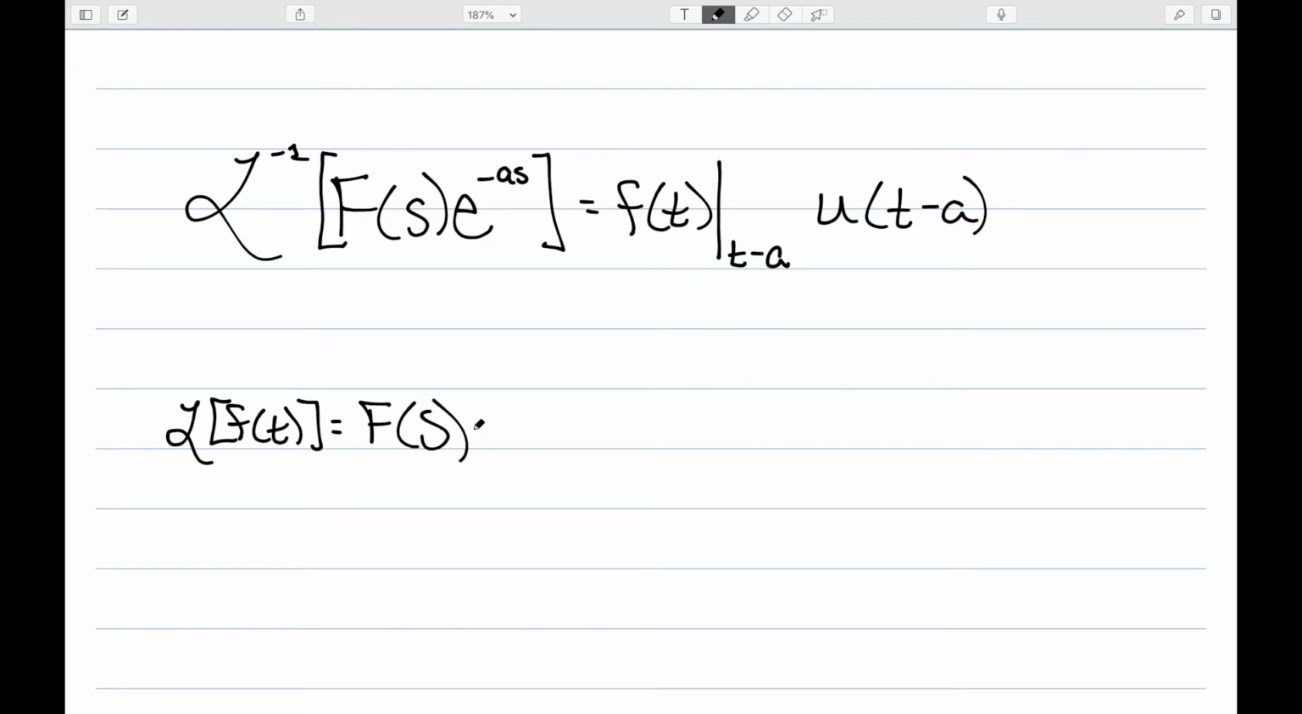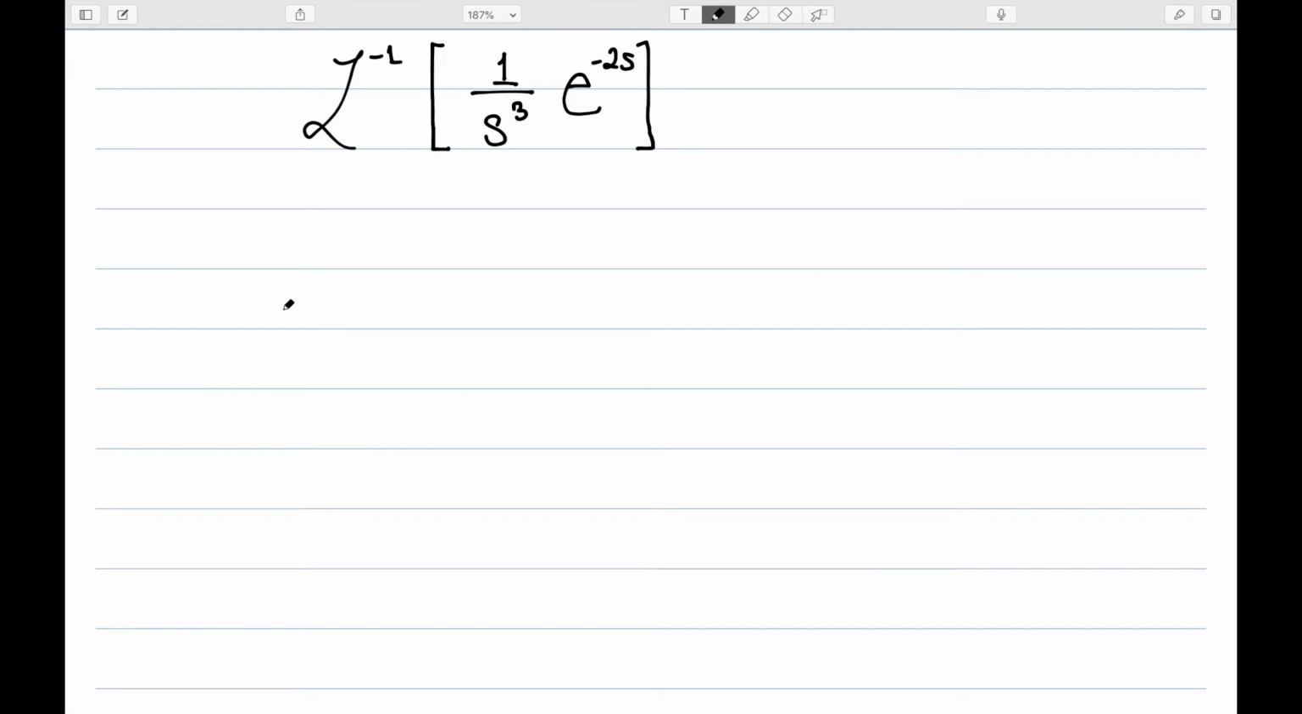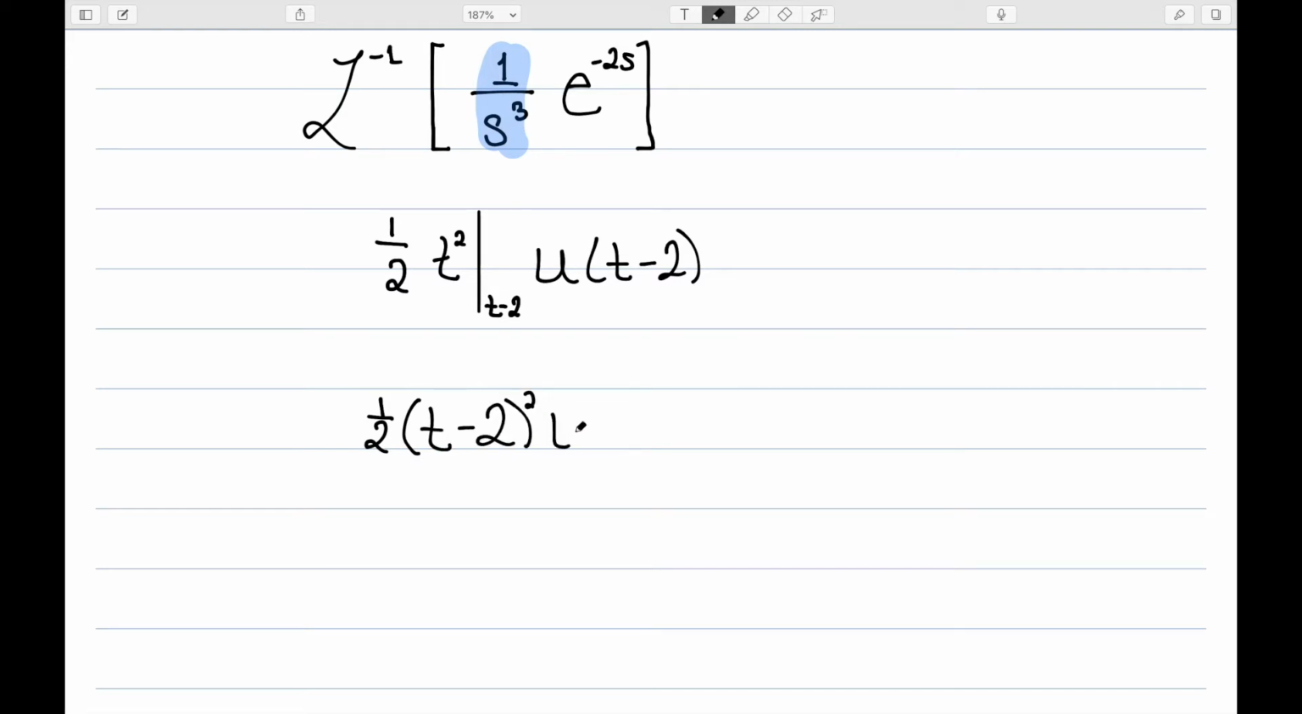So let's do some examples of this. Here I have 1 over s cubed e to the minus 2s, and I want to take the inverse transform. So we're going to start with this term here, and we're going to look at just what is the transform of that. Using our table, we get that the transform of 1 over s cubed is 1/2 t squared. And we need to evaluate this at t minus a. In this case, a is 2, so I have t minus 2 times u of t minus 2. So we have 1/2 times t minus 2 squared u of t minus 2.